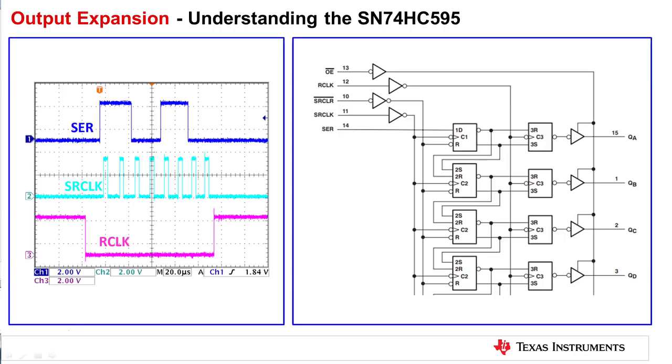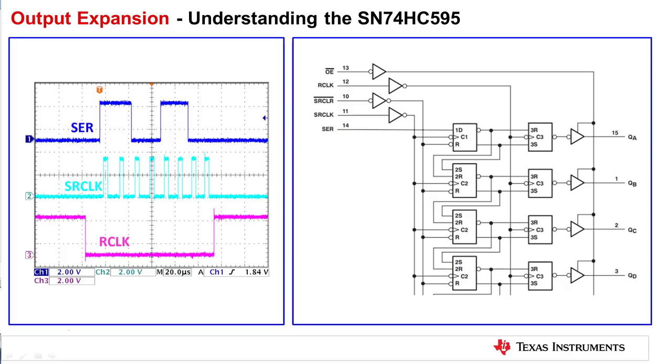Let us now go a little deeper into understanding the output expansion using shift register of the popular HC595. The SER pin is the serial data input into the shift register. The SR clock is the shift register clock input, which clocks the serial input data into the D flip-flop. The output of the flip-flop connects back into the next flip-flop as well as the first output register.